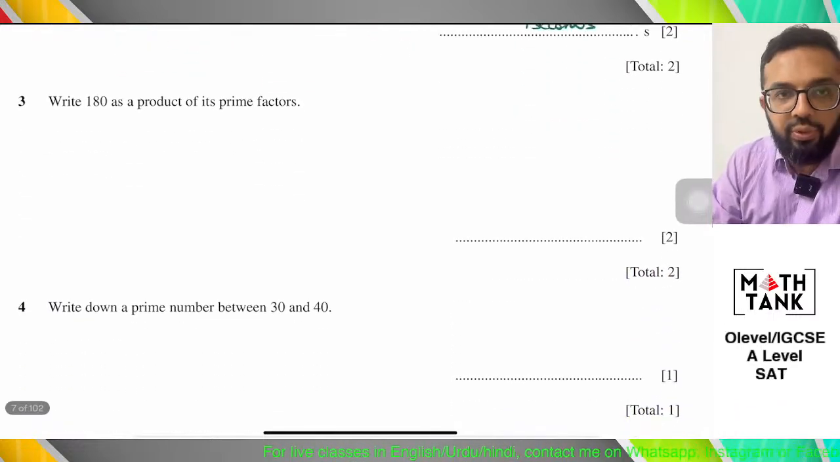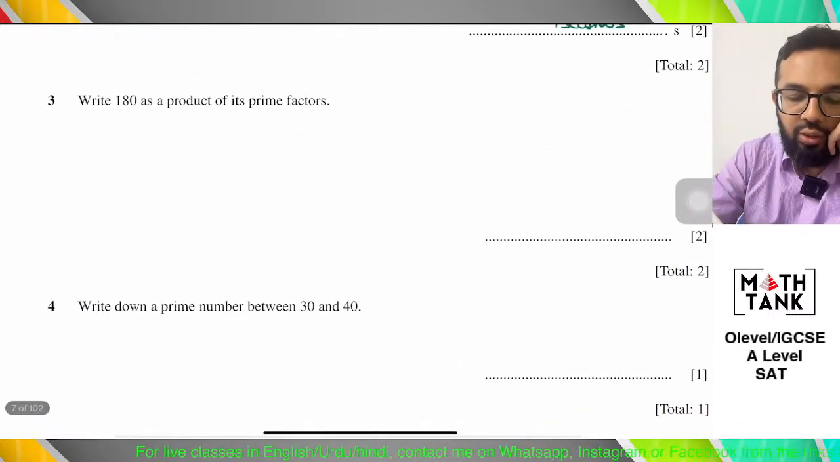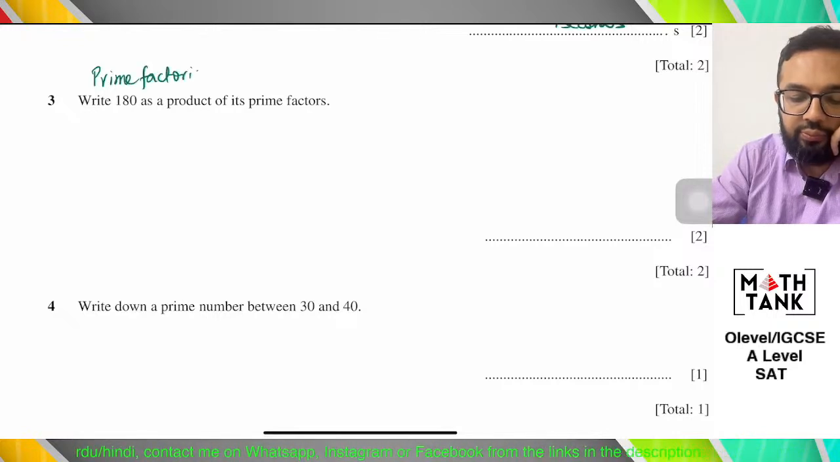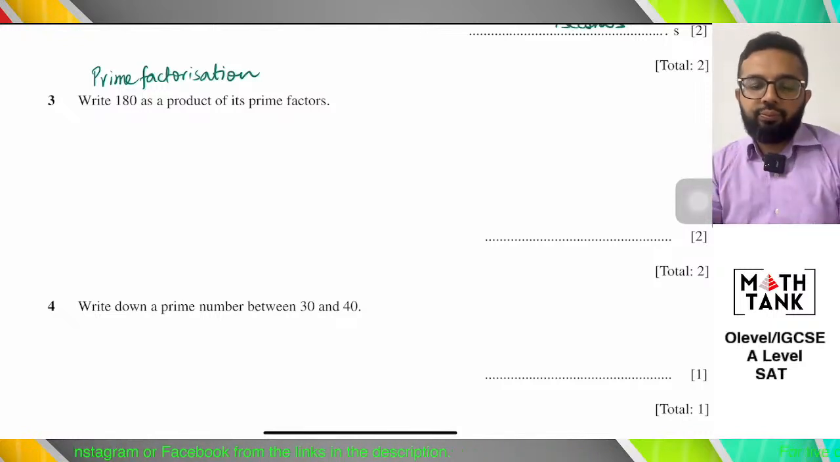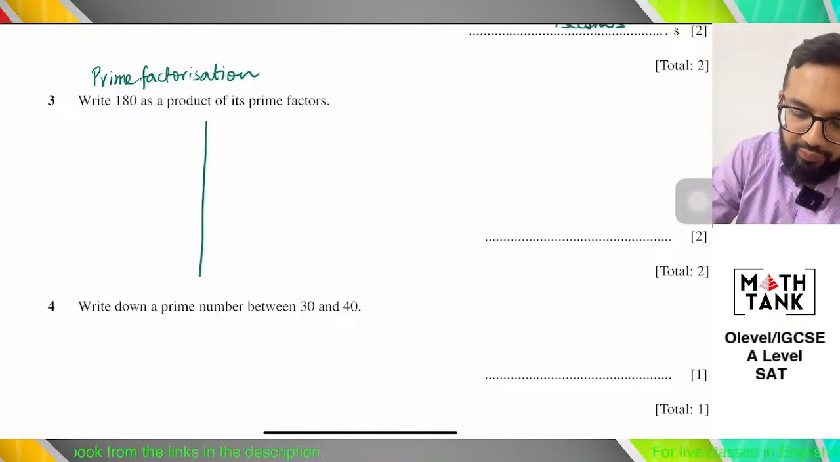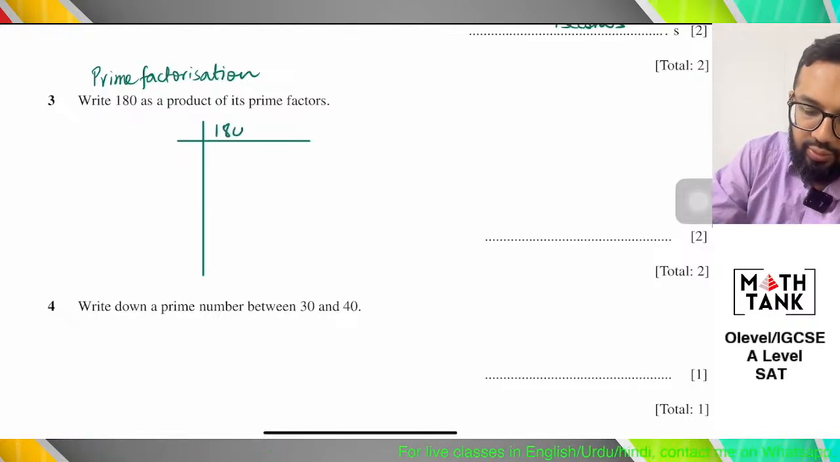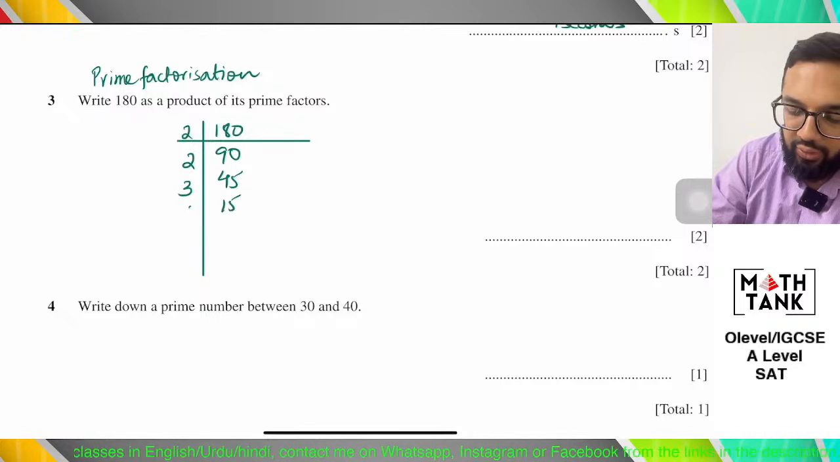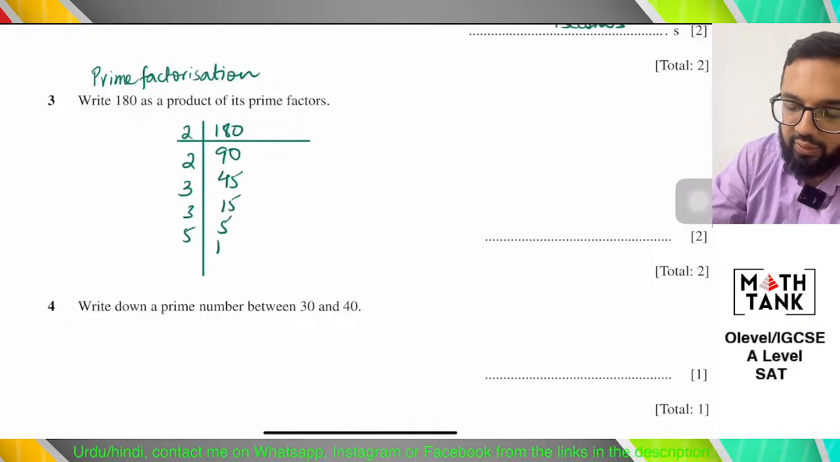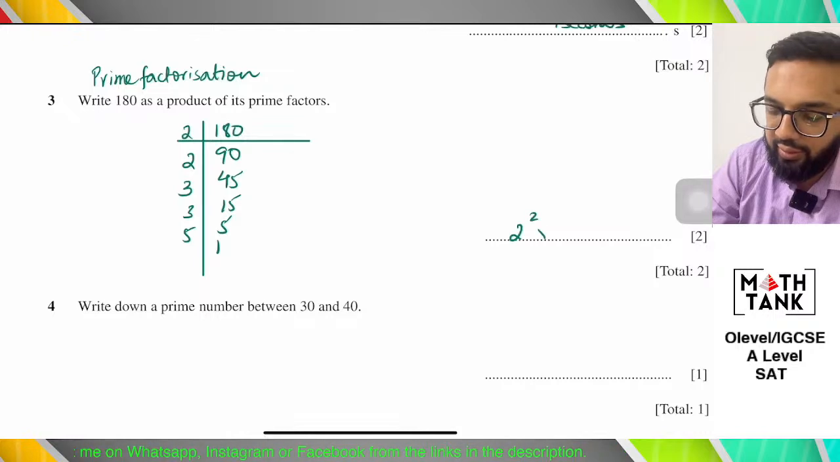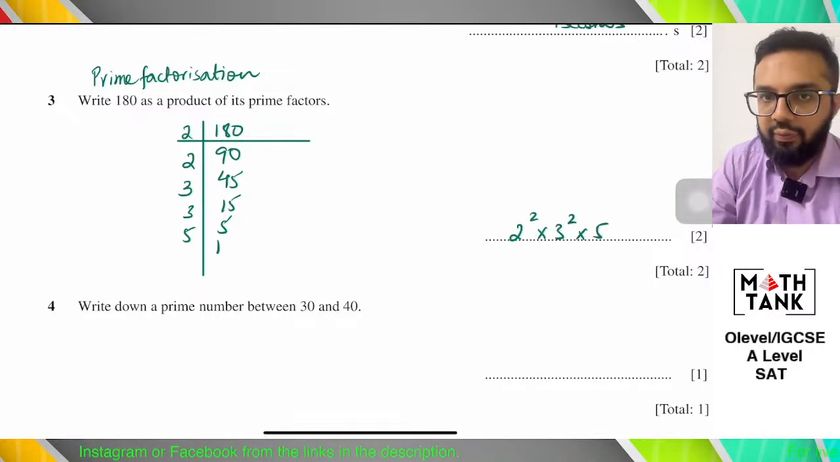Okay, then we have a question on prime factorization. Write 180 as the product of its prime factors. So 180 is 2 times 90, 2 times 45, 3 times 15, 3 times 5, and then 5 times 1. So that's 2 squared times 3 squared times 5.